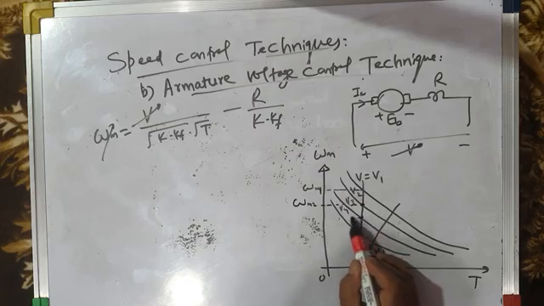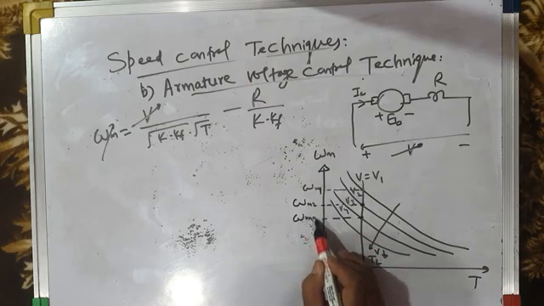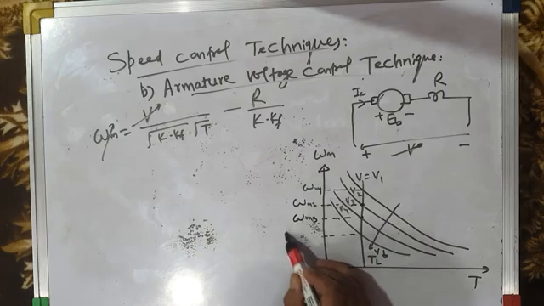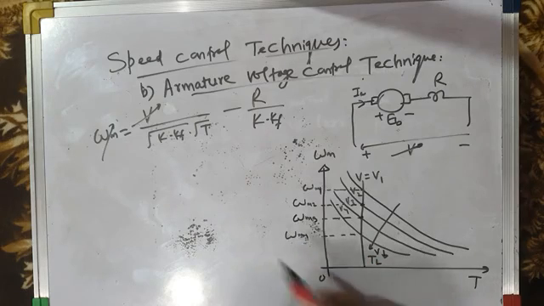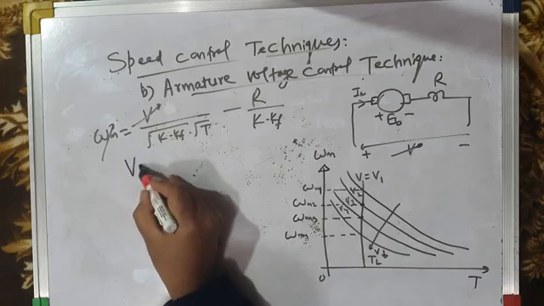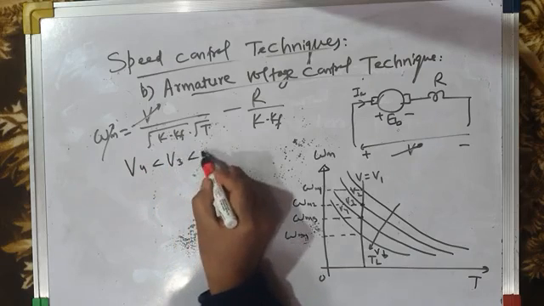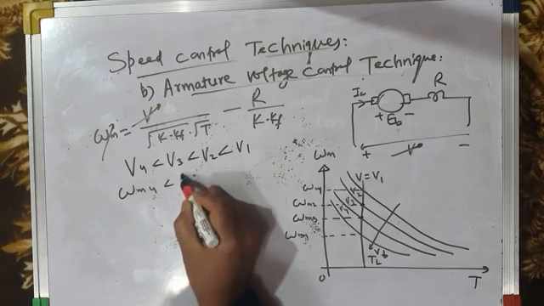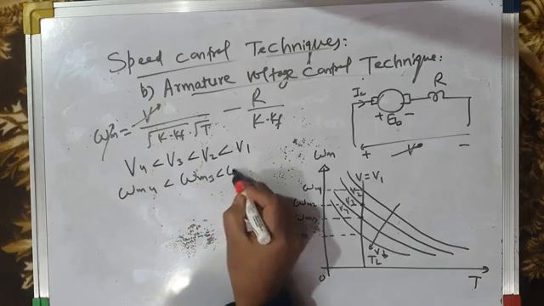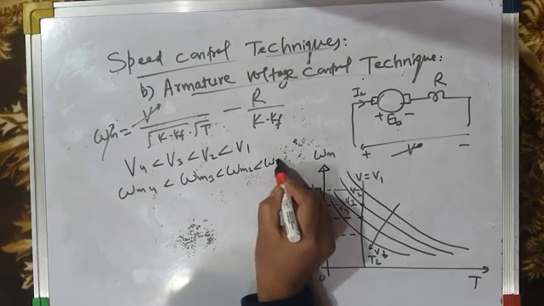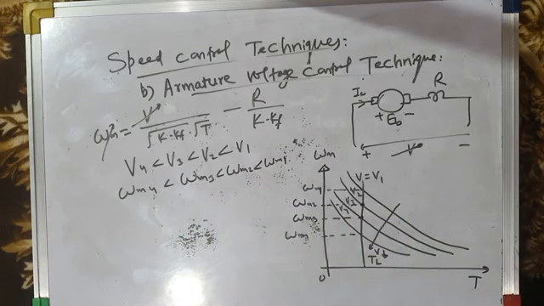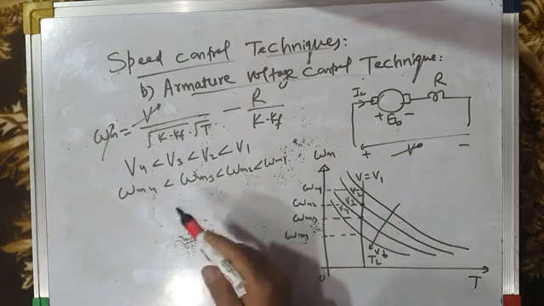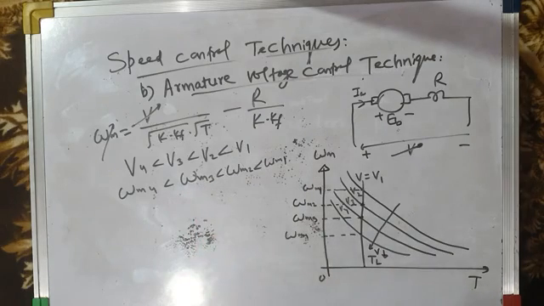At V equal to V3, the speed is omega m3. At V equal to V4, the speed is omega m4. So therefore, V4 is less than V3, less than V2, less than V1, and hence omega m4 is less than omega m3, less than omega m2, less than omega m1. So that means as the applied voltage is reduced, the speed also gets reduced. So this is how we can achieve speed control by the armature voltage control method.